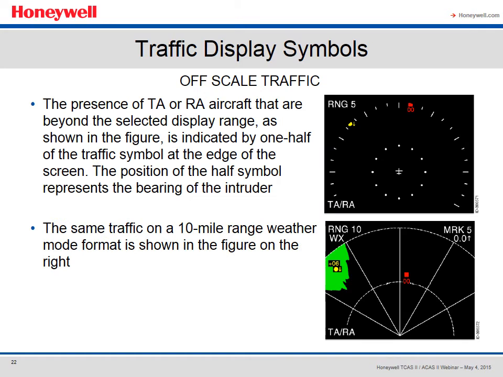The presence of a TA or RA target beyond the selected range on the display will show up as half of the traffic symbol at the edge of the display, as shown in the illustration. You at least get the bearing to the intruder. You can expand the range out to a higher mileage to see the actual position of the intruding aircraft.